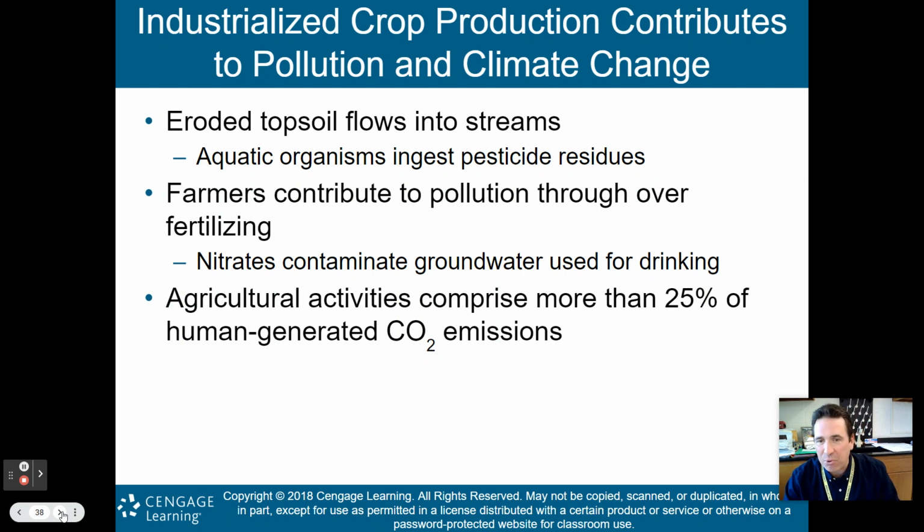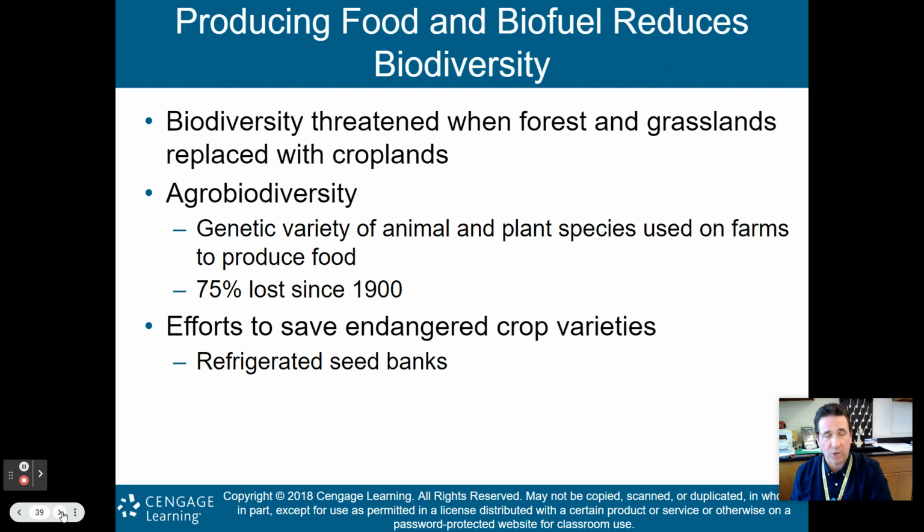Agricultural activities comprise more than 25% of the human-generated carbon dioxide emissions, right? We're always hearing about how our cars and these factories are producing all of this carbon dioxide. Well, about a quarter of it is being produced by our farms. You do not hear that often in the news when they talk about climate change. Well, a quarter of CO2 emissions comes from our industrialized agriculture.